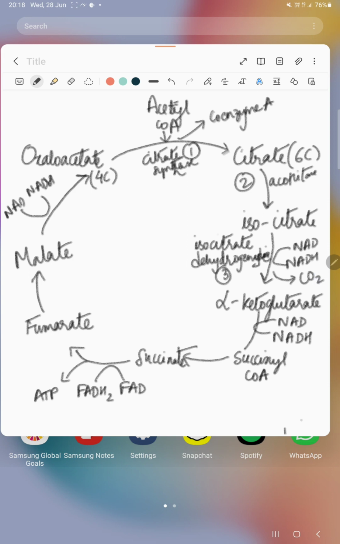Now the next step is alpha ketoglutarate. Even out here same thing, it's using alpha ketoglutarate dehydrogenase. I'll just write a short form, dehydrogenase. This is the fourth step that's occurring. This is forming succinyl CoA. During this process again, carbon dioxide is released. Okay, I'll write it.